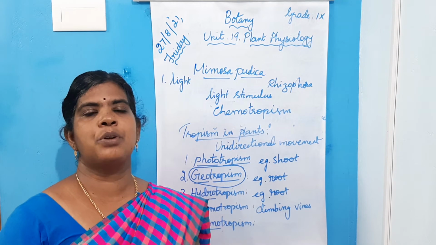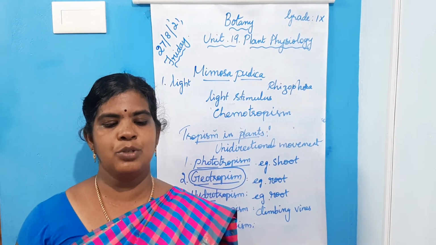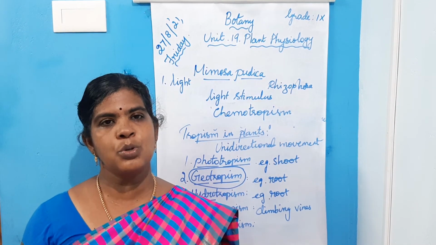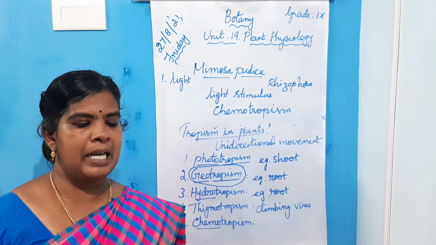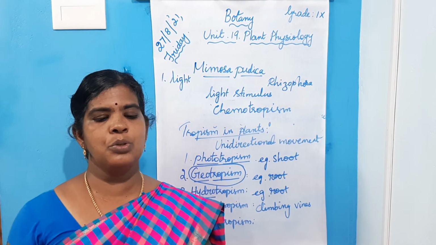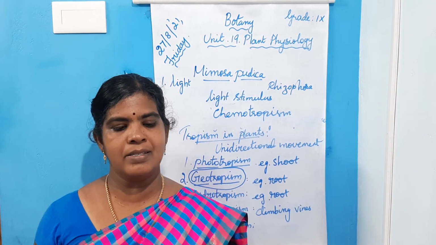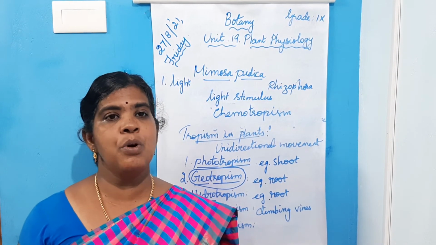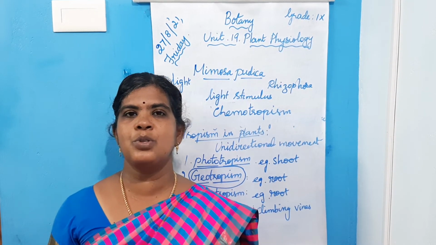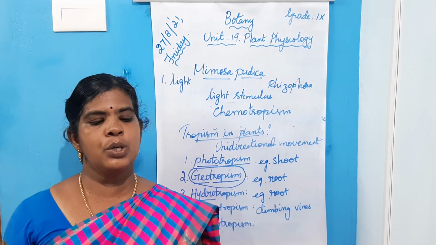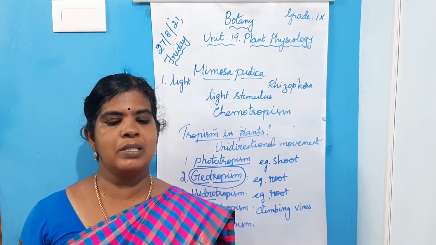Third, hydrotropism, movement of a part of a plant towards water. Example, root of a plant. Then Stigmatropism, movement of a plant part due to touch. Example, climbing vines. The last one is Chemotropism, movement of a part of a plant in response to chemicals. Example, growth of a pollen tube in response to sugar present on the stigma.